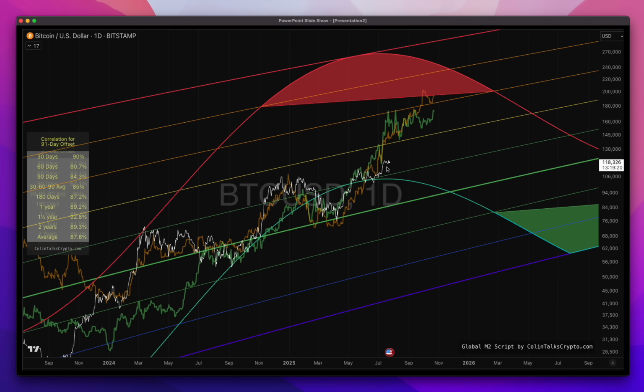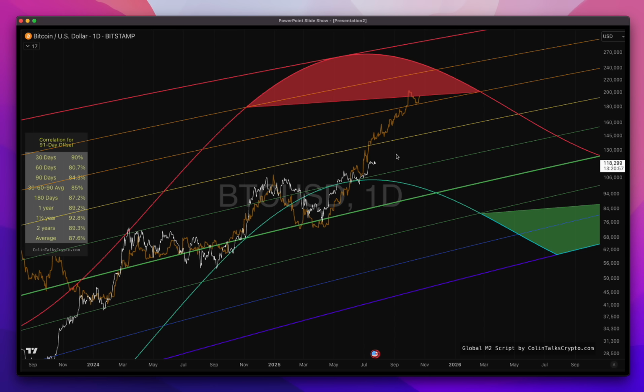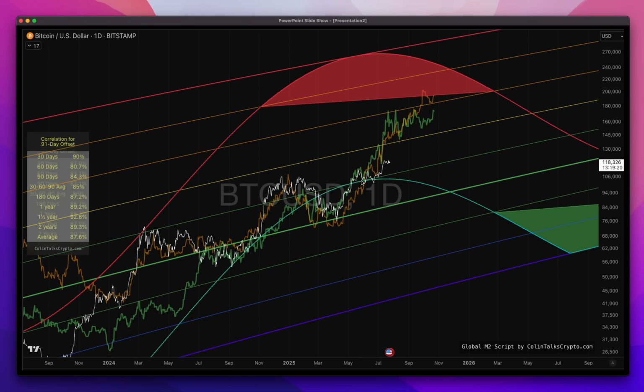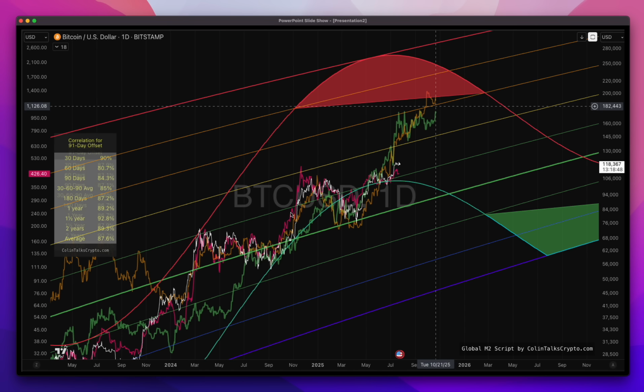Just generally speaking, I think M2 kind of shows us the way, as well as gold. M2 took its own path here. Gold took its own path here. And then Bitcoin is also taking its own path, to the upper right-hand part of this wave. And then last but not least, the pink line is MSTR.